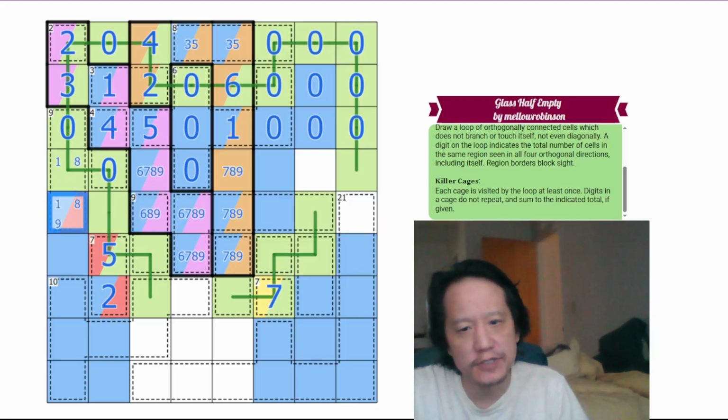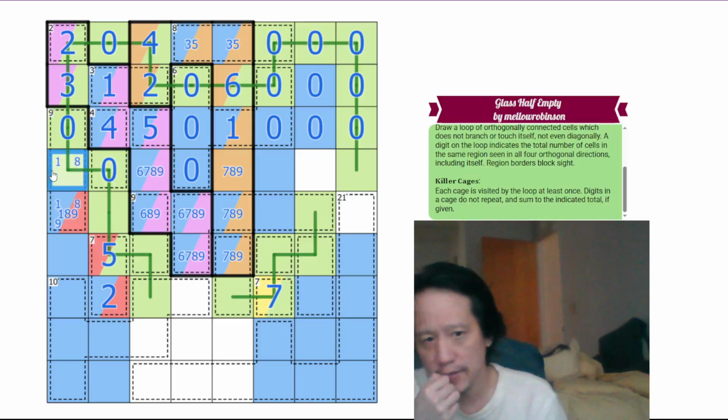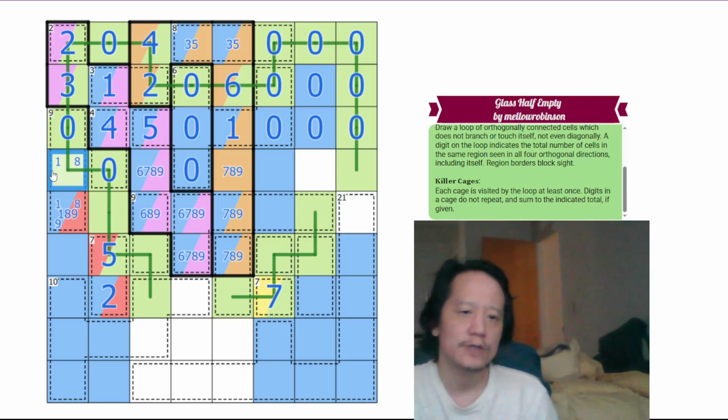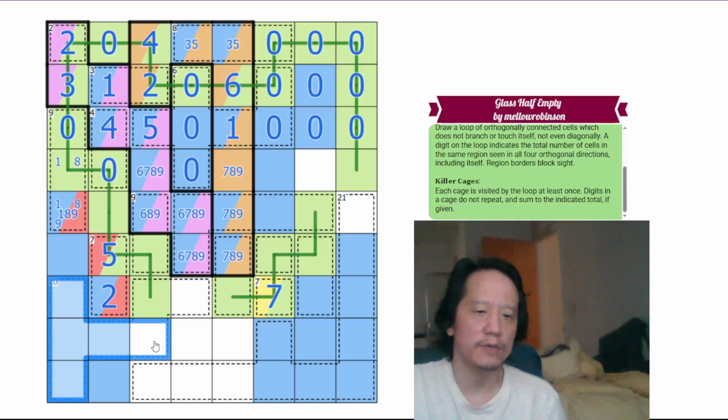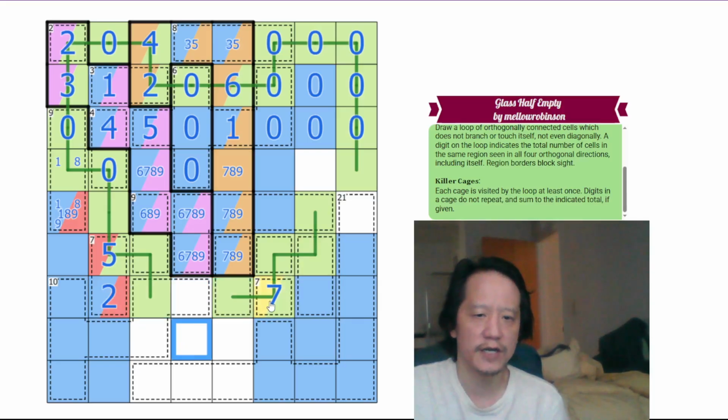We know this is guaranteed to be a number. It's 1, 8, or 9. 1 and 8 could be there. So this cannot be 1 and 9 to add up to 10, because, well, it could be a yellow. Never mind. Okay, so this has to go, this is 6 at most this way.